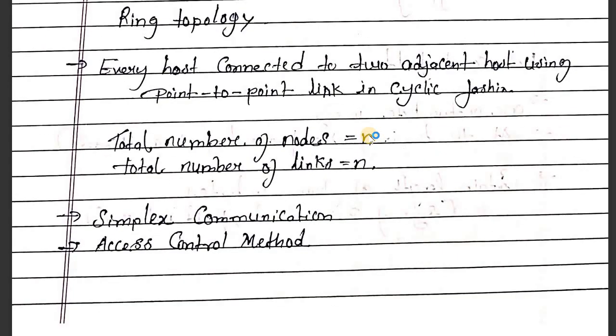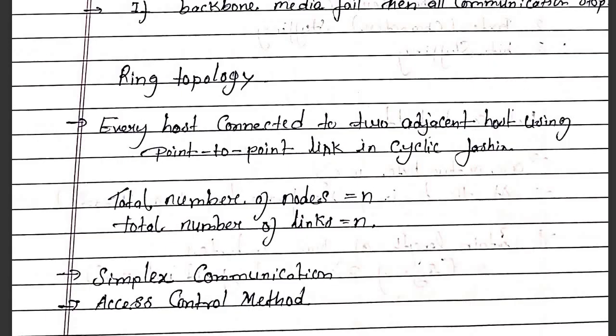The fourth one is ring topology. In ring topology, there is a point-to-point connection in cyclic fashion. If there are four nodes, then each node is connected with two adjacent nodes.